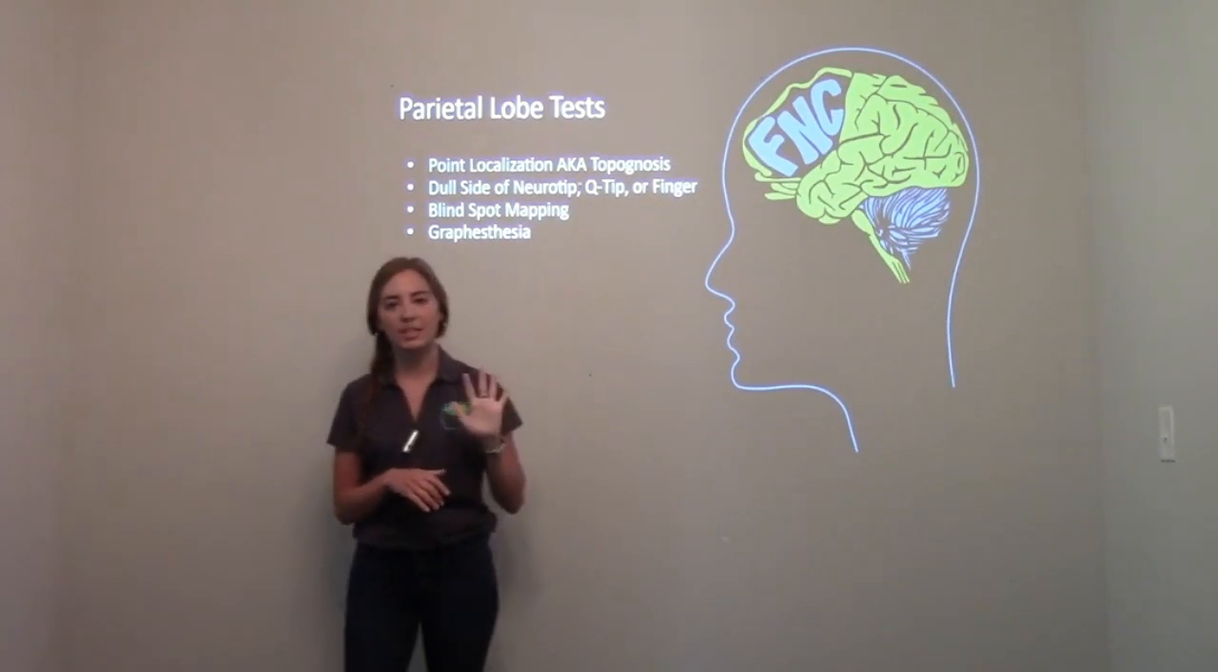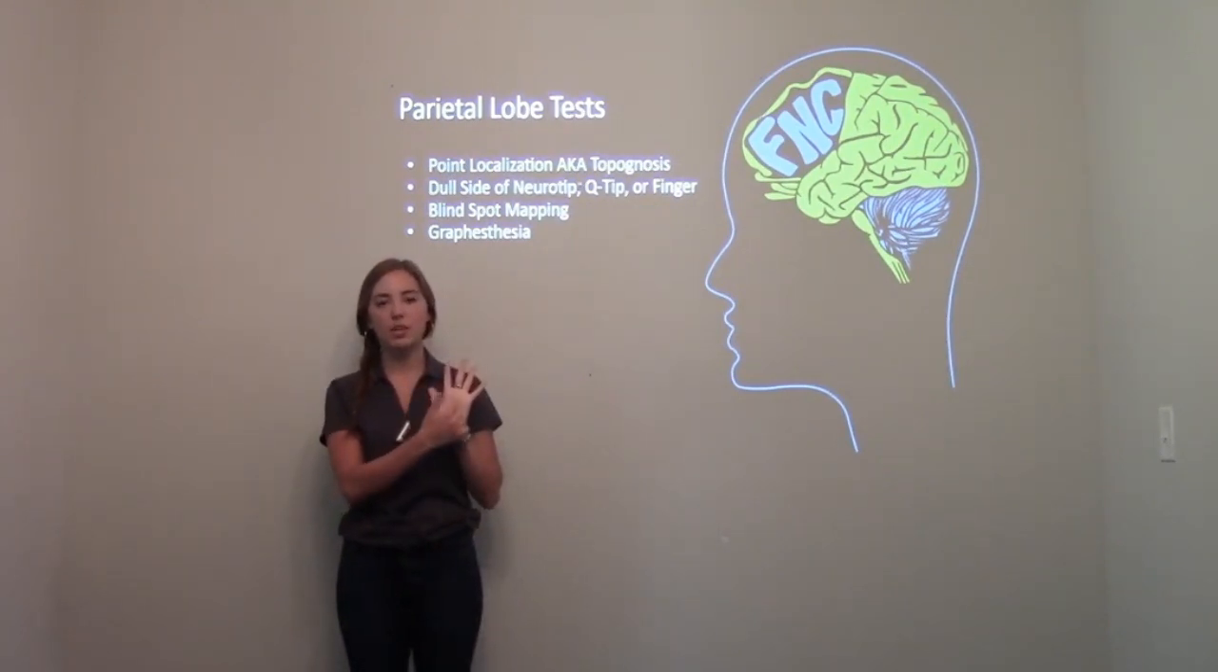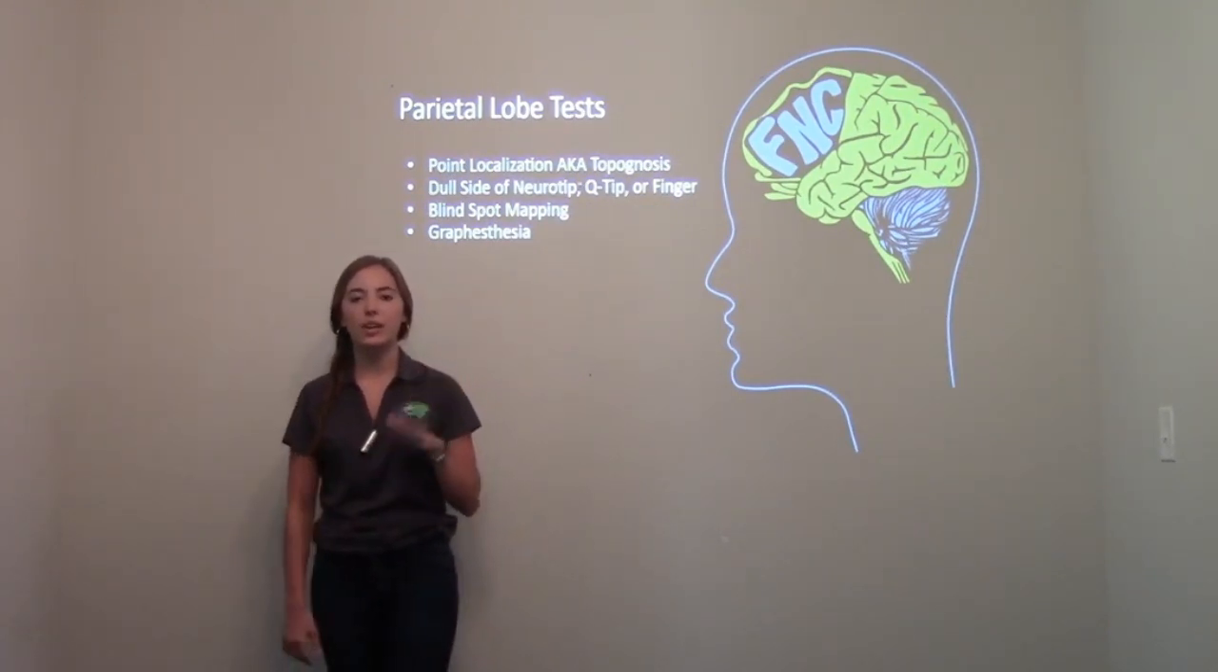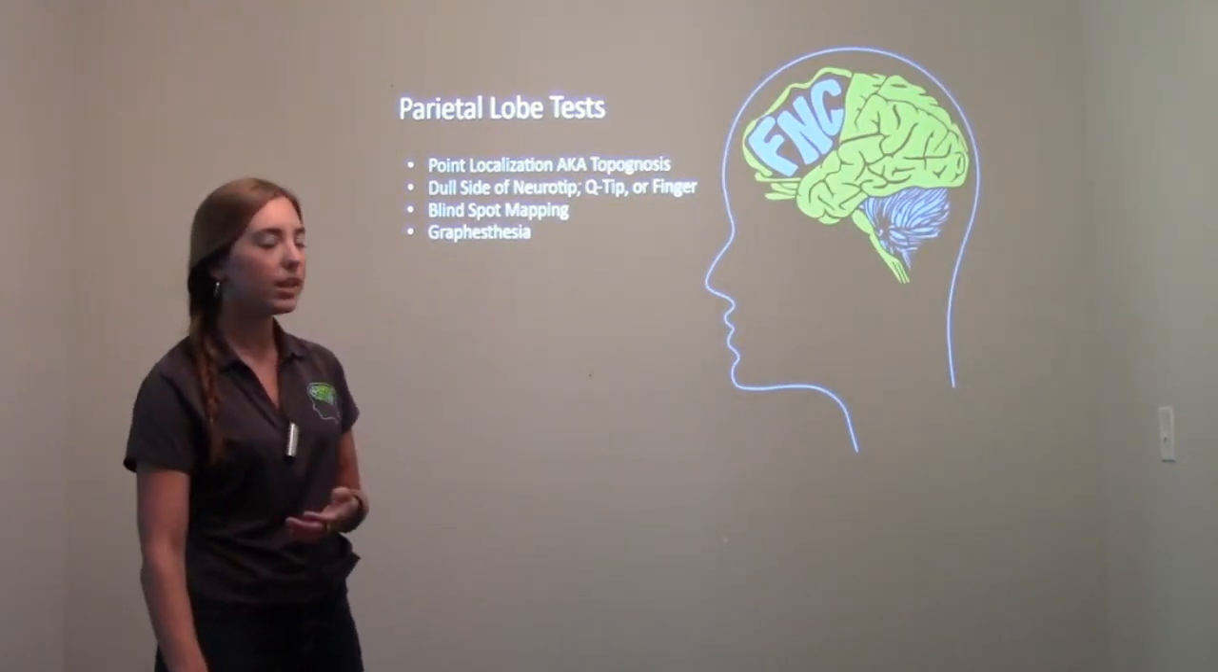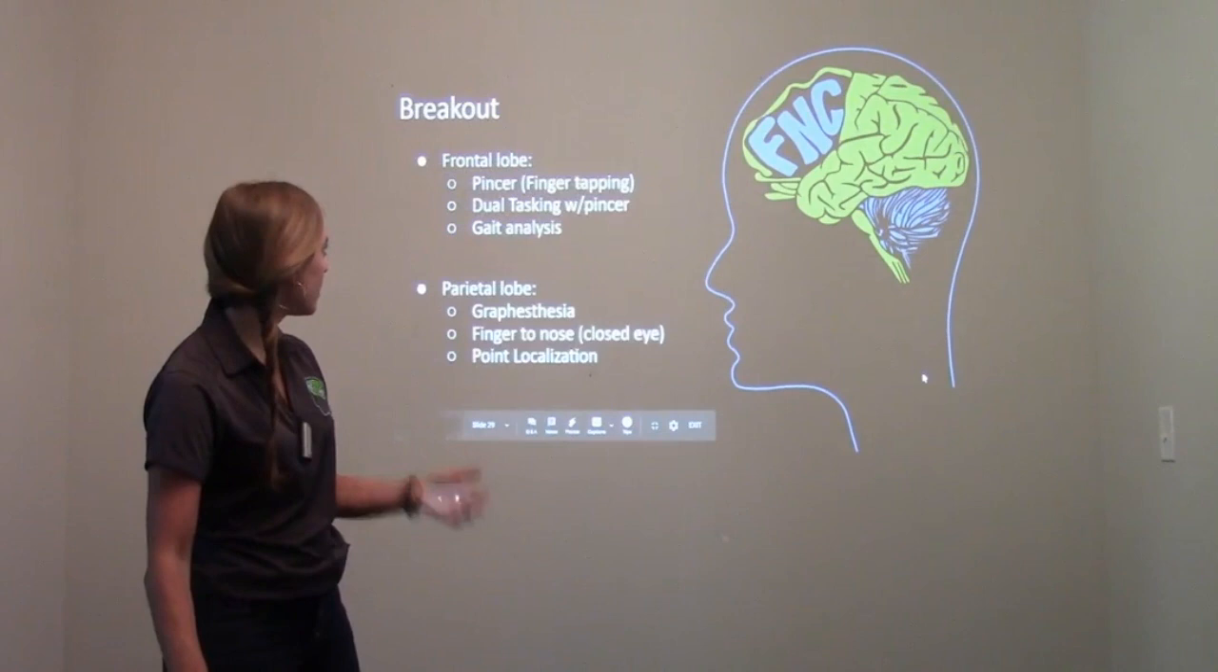Graphesthesia is one that we classically learn in school. So it's where you're just drawing a letter or a number on a patient's hand, having them try to recognize what you're writing while their eyes are closed.